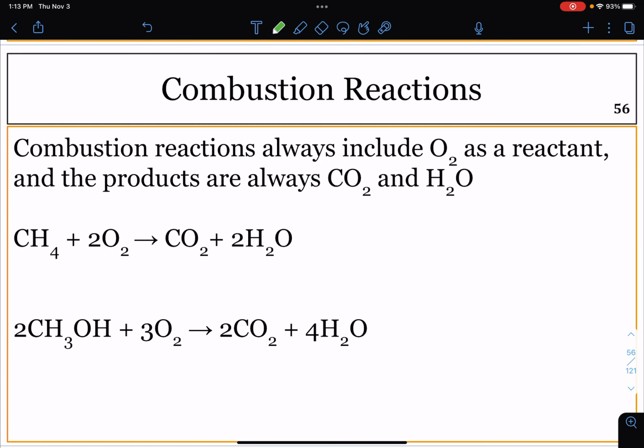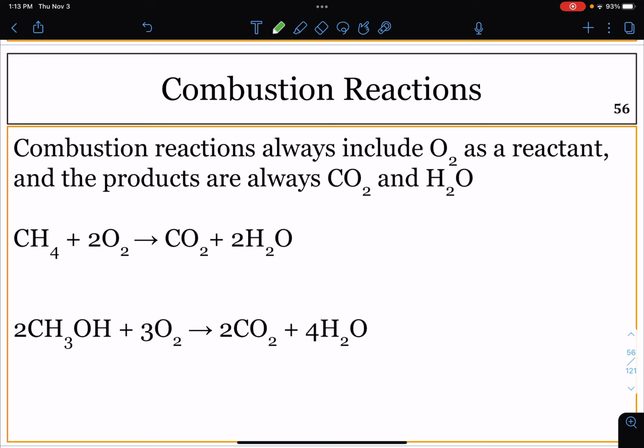Our last type of chemical reaction is very easy to recognize. Combustion reactions always have a hydrocarbon molecule reacting with O2. A hydrocarbon is a molecule with carbon and hydrogen, and sometimes it can have oxygen in it as well. This hydrocarbon combusts, burns, or reacts with the O2 in the atmosphere.